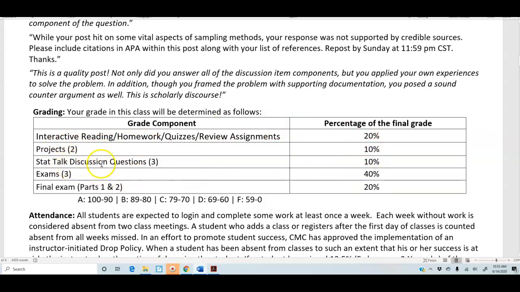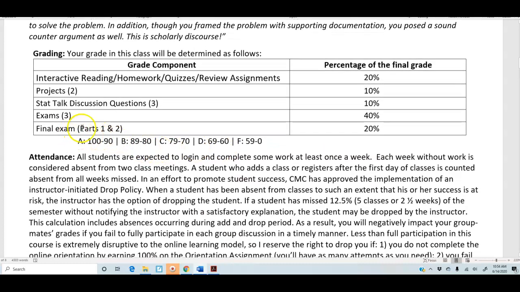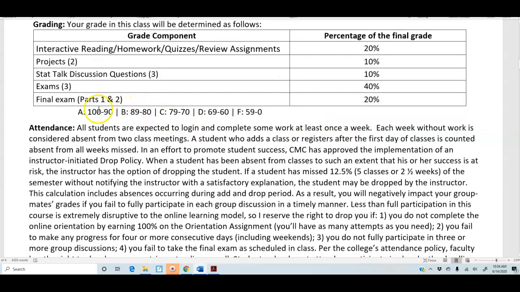You have stat talk discussions. You have 3 of them, which is 10% of your grade. You have 3 online exams, which are 40% of your grade. And then you have a final exam, parts 1 and 2, which represent 20% of your grade. And then there is the grading scale underneath there.